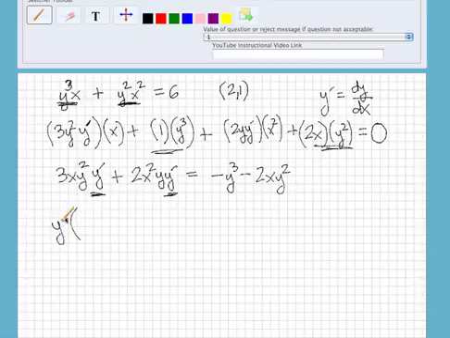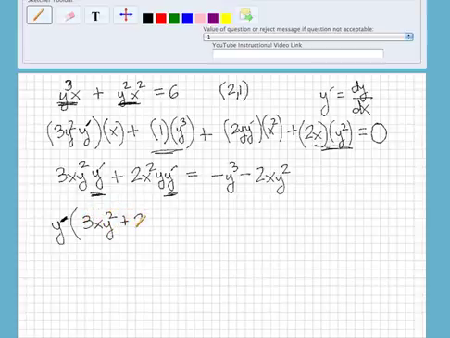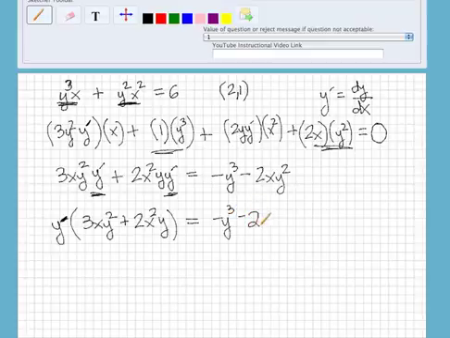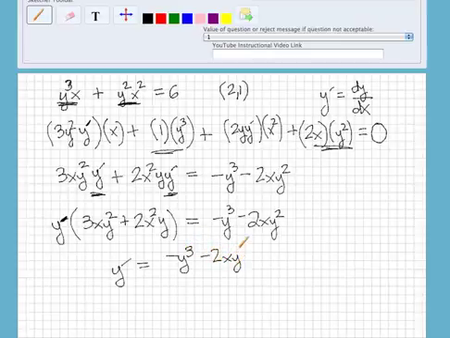When I take out that y prime, we get y prime times the quantity 3x y squared plus 2x squared y equals negative y cubed minus 2x y squared. The last step is just to divide by that binomial. We have y prime equals negative y cubed minus 2x y squared, all over 3x y squared plus 2x squared y.